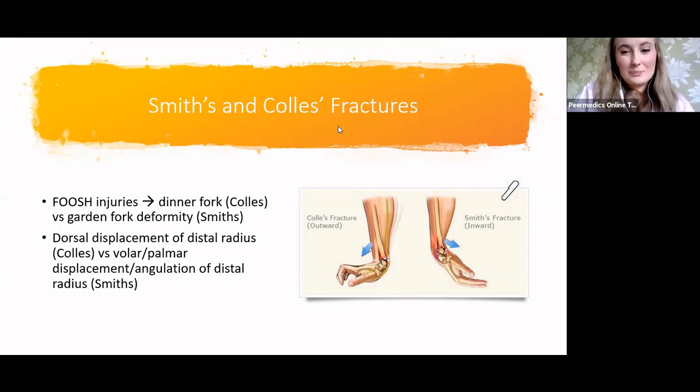Again, your management is pretty much as for any kind of shaft fracture: manage it surgically if you need to, manage it conservatively if you can, manipulate it back into shape, and obviously put a whole wrist cast on.